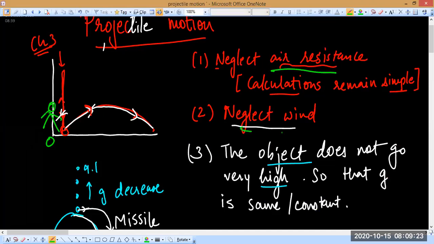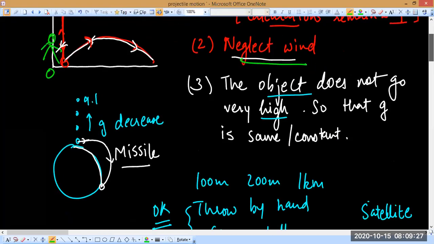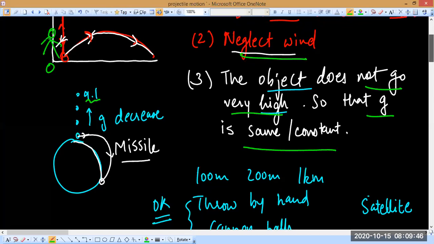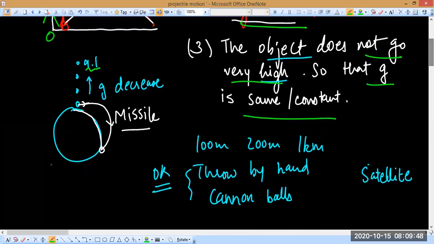Okay, we are considering that there is no wind also, right? We are saying that the object is not going very high, right? So we can take g's value to be the same, right? I hope you remember I told you yesterday that if you go very high, the value of g starts to decrease, right? So it's not like you are launching a satellite or a rocket. Okay, or it's not even an ICBM.